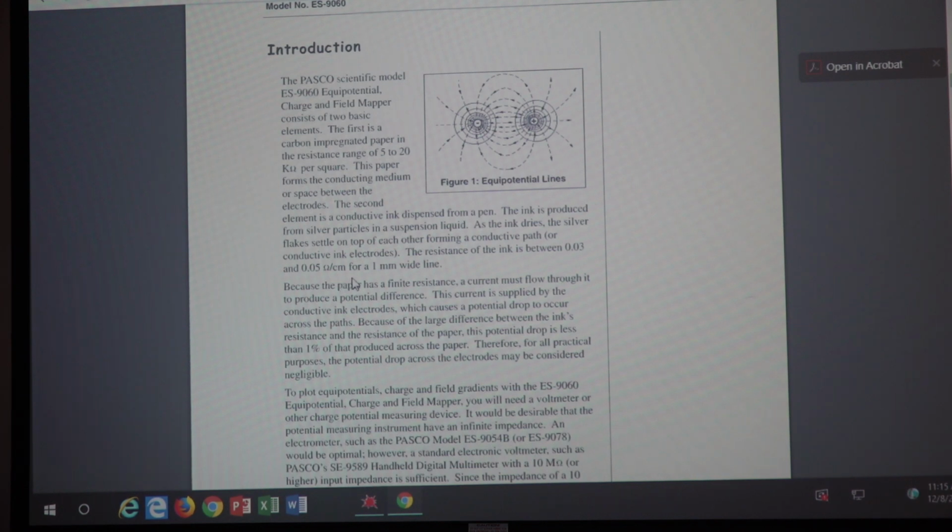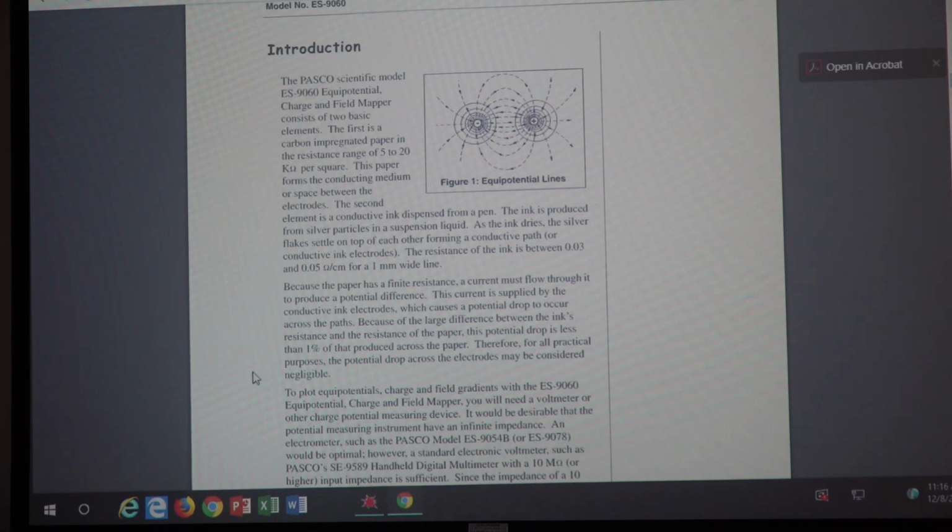So on that line, if you put charge on it, the charge will be distributed across the line, so it should be at the same potential. Because the paper has a finite resistance, a current must flow through it to produce a potential difference, and that's very important. This current is supplied by the conductive ink electrodes, which causes a potential drop to occur across the paths. Because of the large difference between the ink's resistance and the resistance of the paper, this potential drop is less than 1% of that produced across the paper.